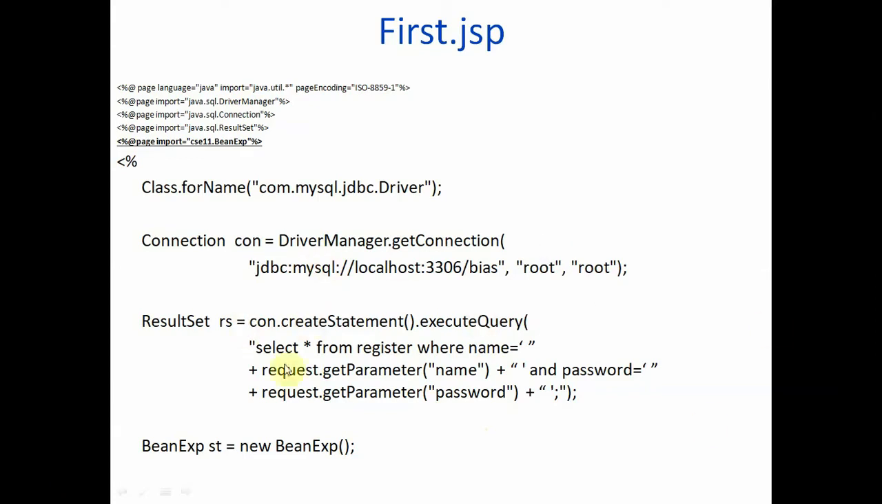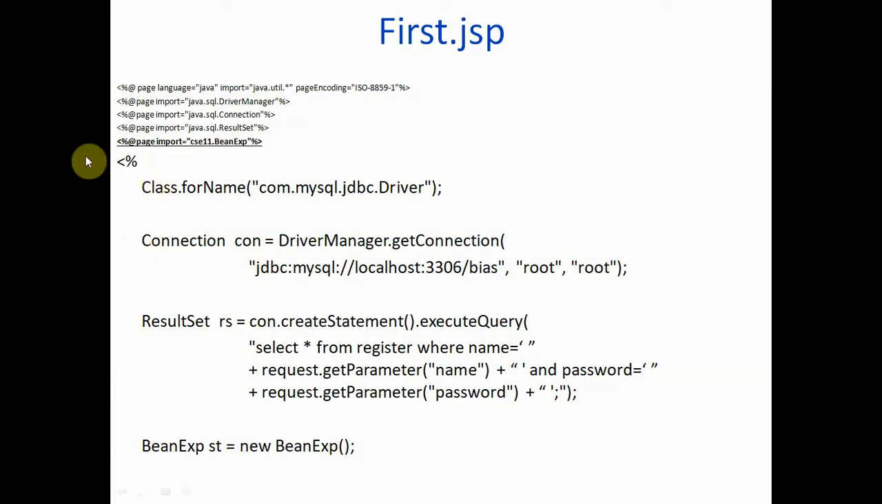अब रजिस्टर टेबल में कौन कौन से डेटा होंगे उस पर ही बात करते हैं. Now we are writing the object of BeanExample class. So we have imported this BeanExample class, CSC1 CSC11.BeanExample. We have written here page import. So already we have imported this file, so that's why we can write the object of BeanExample class. And so st is the object of BeanExample and equals to new BeanExample class. Okay, so this is the object.